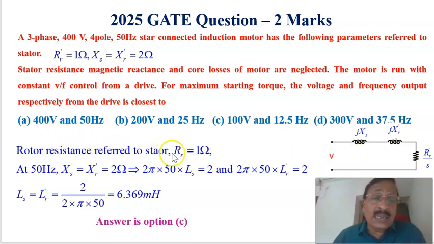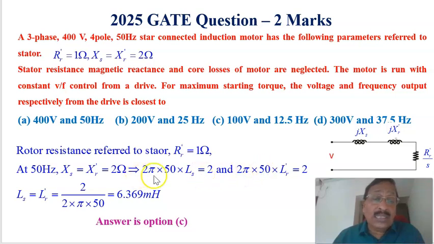Now, the rotor resistance referred to the stator is given already in the problem. It is 1 ohm. And at 50 hertz, we have seen XS equal to XR dash. That's given in this problem. At 50 hertz, XS equal to XR dash, which is equal to 2 ohm. XS means 2 pi into F, frequency 50, into the inductance LS, which is equal to 2 ohm. Similarly, for the rotor side, the rotor reactance referred to stator is again 2 ohm, which is equal to 2 pi into 50 into LR dash equal to 2.